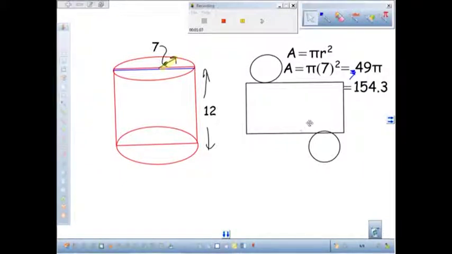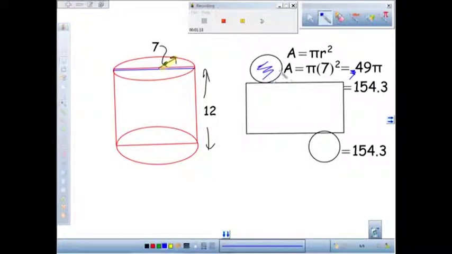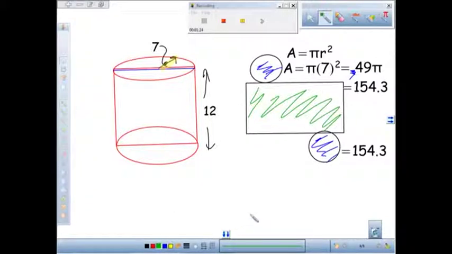Now that represents the top circle. I also have the exact same area for the bottom circle. So those two areas are taken care of. That area, that area. Now I need to deal with this lateral area right here.